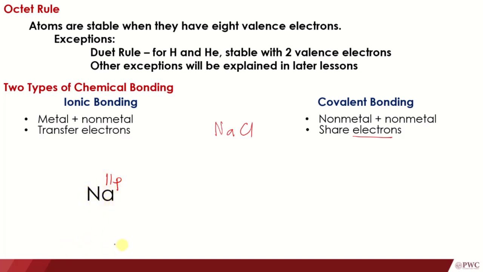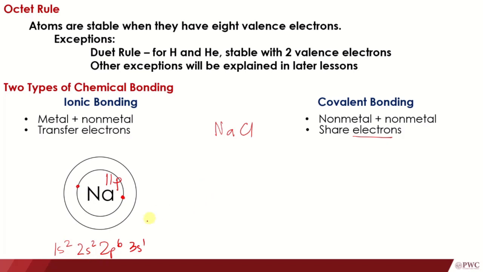Let's do the electron configuration for that. We have 1s2, 2s2, 2p6, and then 3s1. This is the electron configuration of sodium. Again, this tells us the arrangement of the electrons in its atom. On the first energy level, we have 2 electrons. On the second energy level, we have 2 plus 6, that's equal to 8 electrons: 1, 2, 3, 4, 5, 6, 7, 8. Then on the third energy level, we have 1 electron.